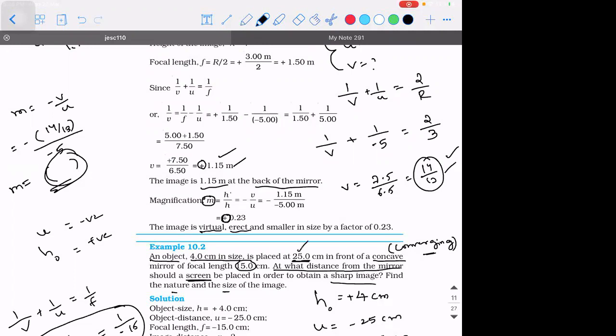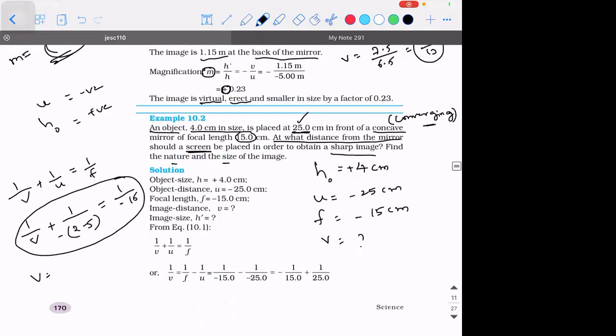25. So 25 falls between 30 and 15, center of curvature C and F. Between C and F, if an object is placed, where is the image formed? Beyond C. So you're going to have the V value negative or positive? Negative.